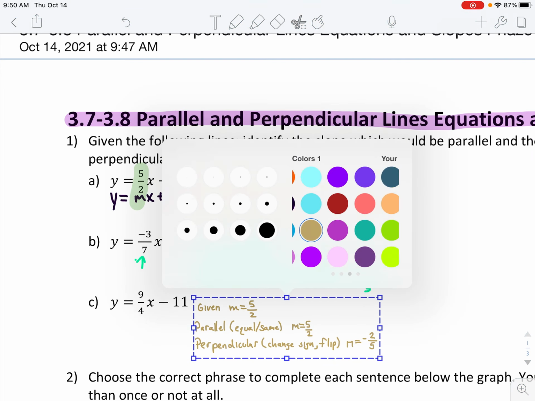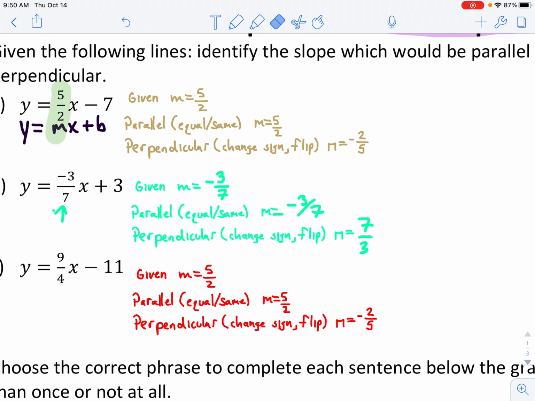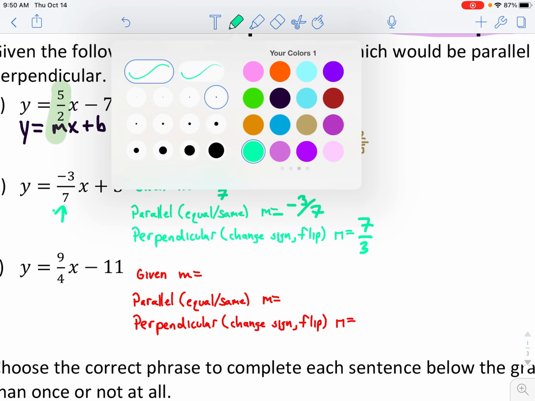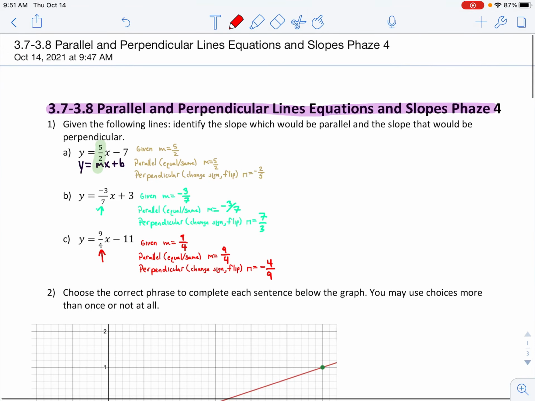Okay, and then this last one, boom, paste again, change it. Let's see what other cool color. Ooh, electric red looks pretty nice. Okay, so now let's realize that the given slope is 9 over 4. So the parallel slope will again be 9 over 4, and the perpendicular, change sign negative, and then flip, 4 over 9. Cool beans. All right, and that's that.